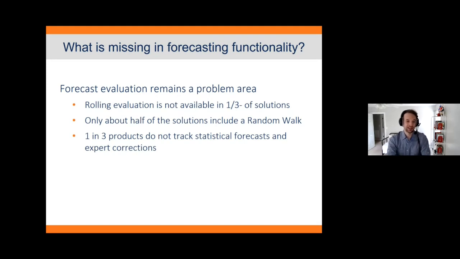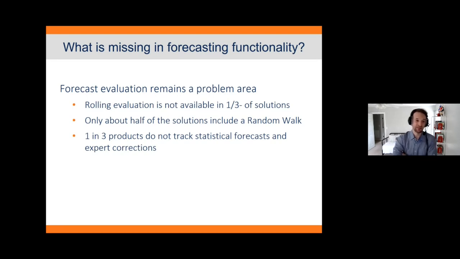And the other thing we noted is that the history of statistical forecasts and expert corrections is basically not saved everywhere. And this is a big issue, especially if you want to improve your forecast. Any forecast expert that comes to your company and would like to help improve things needs to see what happened in the past, what the statistical forecast looked like, what the expert corrections were, where value was added, and where the forecast was made worse, in which situations. So having this information is really vital to critically assess how the entire forecasting process is working at the moment.